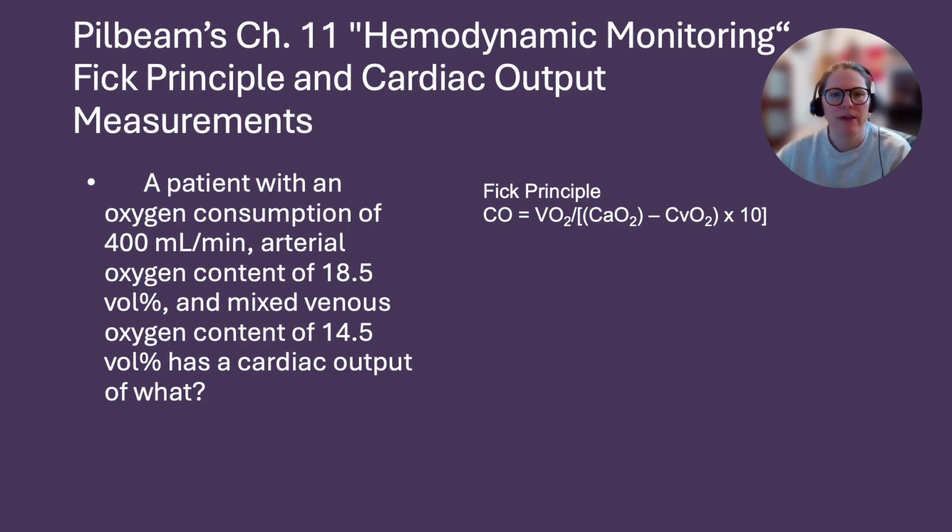All right, we have another equation here, and it looks like we need to figure out cardiac output using the Fick principle. I'll read the problem. A patient with an oxygen consumption of 400 milliliters per minute, arterial oxygen content of 18.5 volume percent, and a mixed venous oxygen content of 14.5 volume percent has a cardiac output of what?